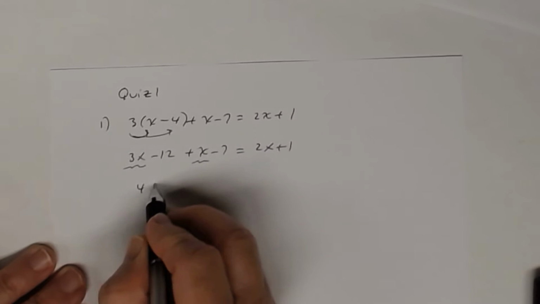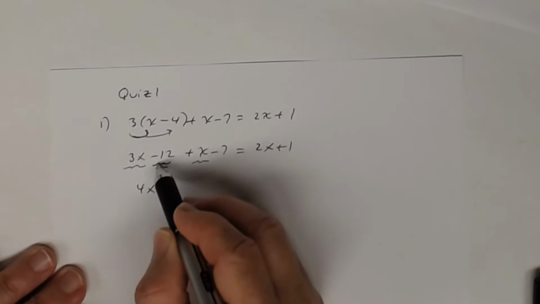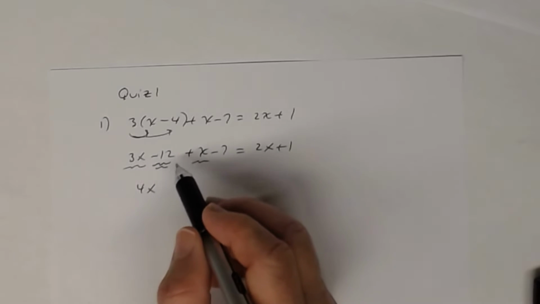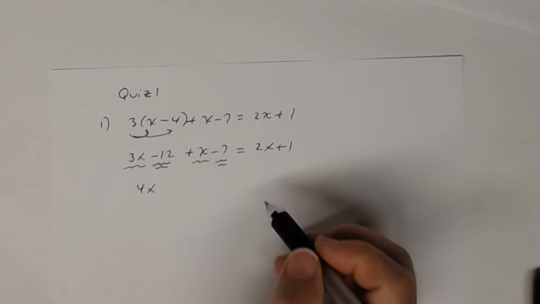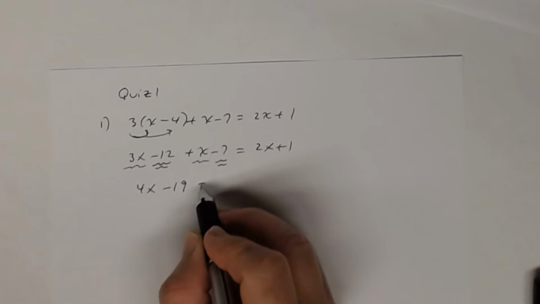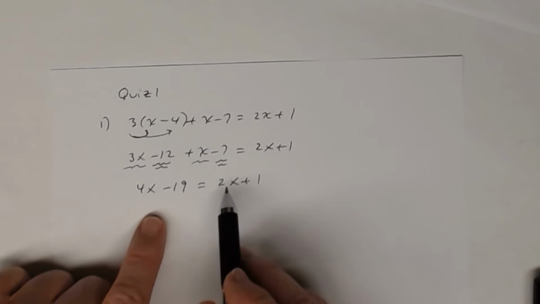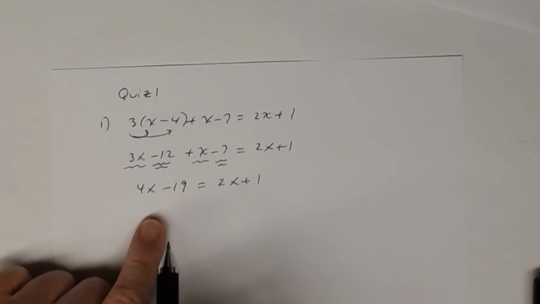So I get 4x. Now, in terms of my constants, I have a negative 12, so make sure you keep the sign. This term's not a 12, it's a negative 12 and a negative 7. And a negative 12 and a negative 7 is a negative 19, equals 2x plus 1. And by the way, there are no like terms on the right-hand side, so I just rewrote it over.